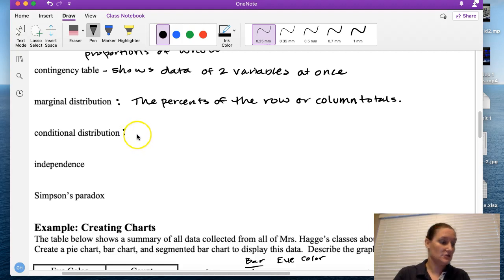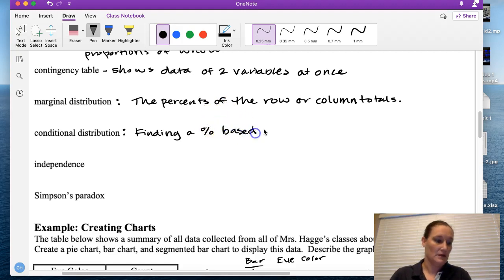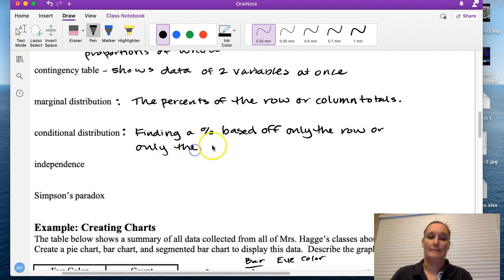All right, the conditional distribution is a little bit different. This one is finding a percent. So both of these are percents. So finding a percent based off only the row or only the column. Not the total.